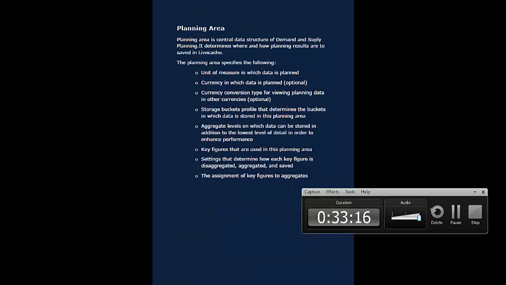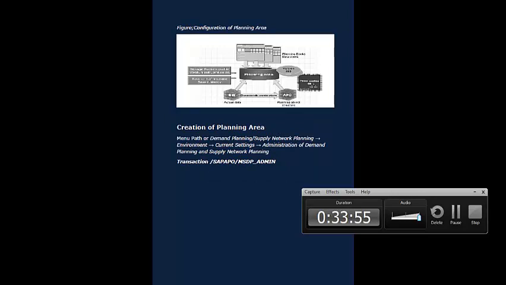Planning area. Planning area is the central data structure for demand and supply planning. It determines where and how planning results are to be saved in a cache. Planning area specifies the following: unit of measure, currency, storage bucket profile, aggregate level, key figures. The POS and storage bucket profile are the prerequisite for creating a planning area.